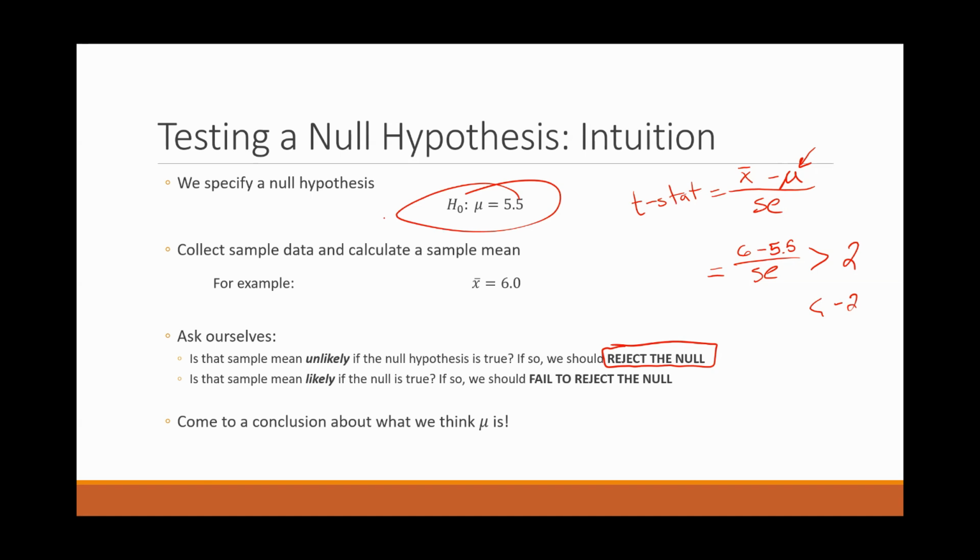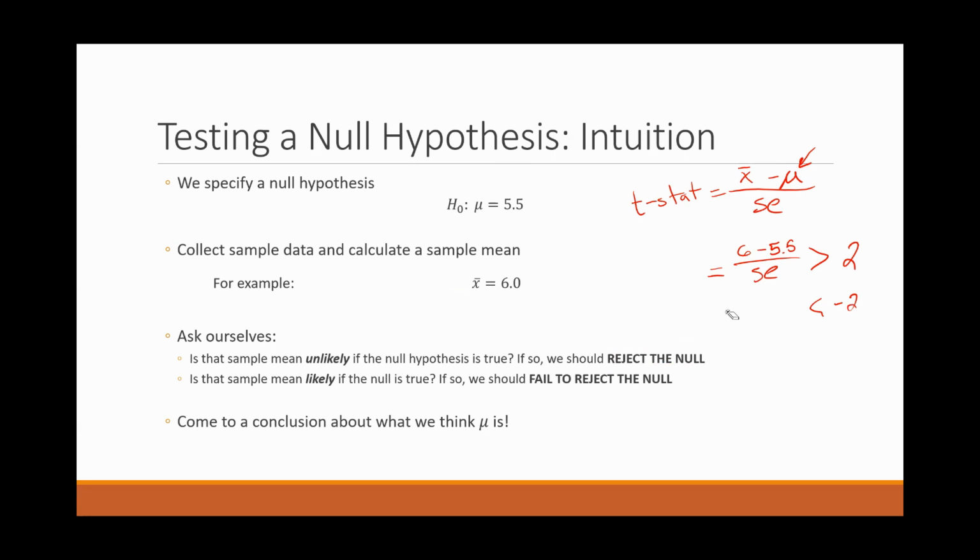If our sample mean is really unlikely under the scenario that the null is true, then we have evidence to reject the null. We have evidence to say, you know what? I don't think the null is true. I don't think this hypothesis is correct. I reject it.